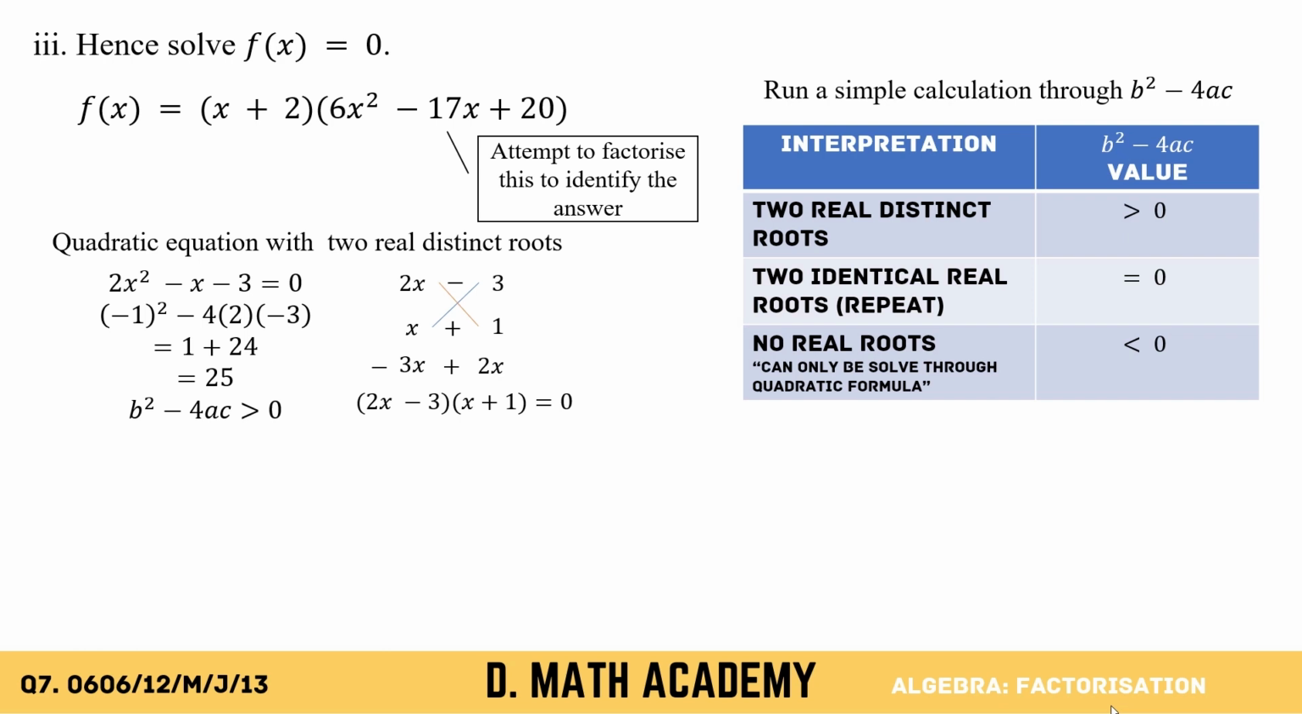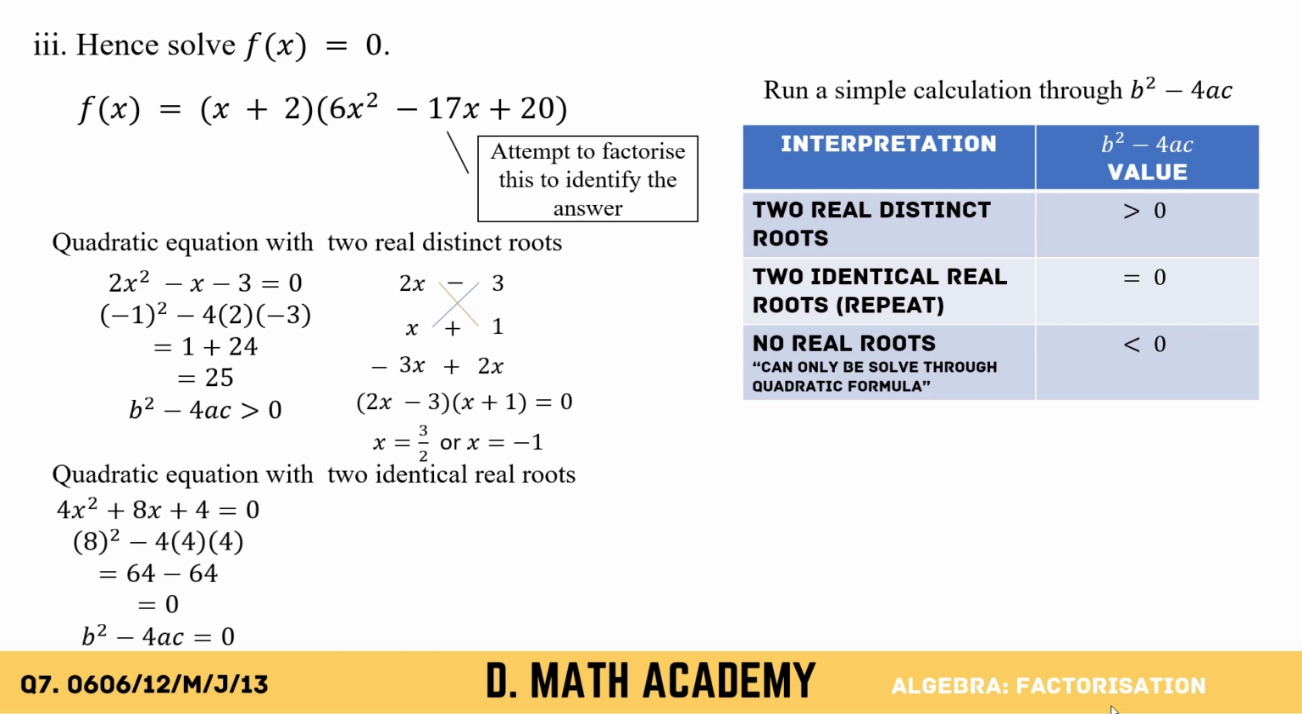So the respective x results would actually be 3 over 2 and x equals negative 1. So this is the example for two real distinct roots. For two identical roots, we have another equation, 4x squared plus 8x plus 4. So our b here is 8, a is 4, and c is also 4. By running a calculation, you will get your b squared minus 4ac's result as 0.